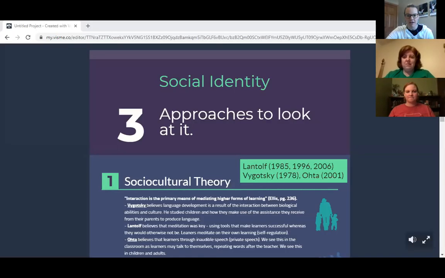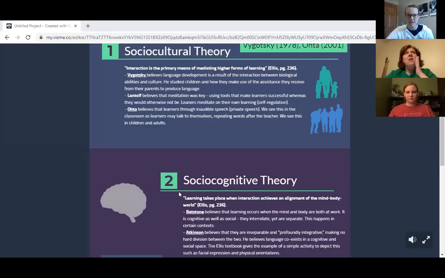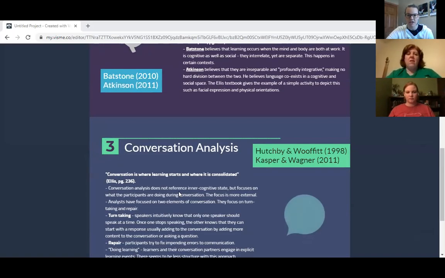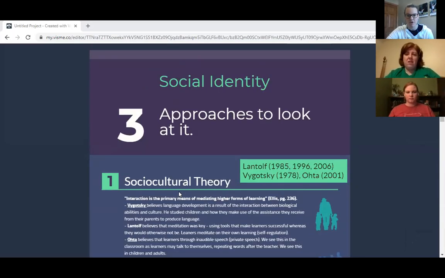So ironically, I am presenting on the same three main points. So I did an infographic, and I also talked about three approaches: sociocultural theory, sociocognitive theory, and conversation analysis, and how they all play into the social identity that we are really focusing on this week.